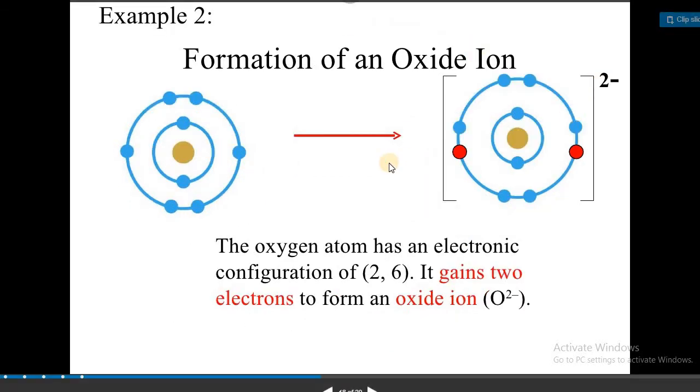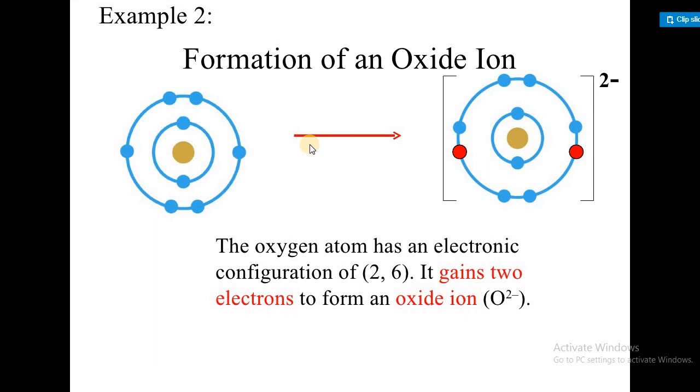Another example is the formation of the oxide ion. Oxygen has 6 electrons in the valence shell, total it has 8. So in the first shell 2 and then 6. So it needs 2 more electrons to gain its stability or to complete its octet. So the oxygen atom has the electronic configuration of 2, 6 and the ion has the electronic configuration of 2, 8. As you can see on the screen, it has gained 2 electrons, so the charge would be -2 respectively.